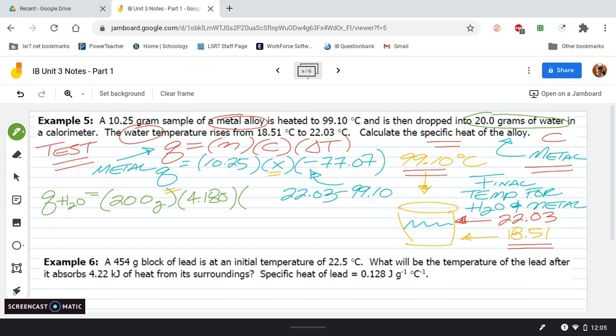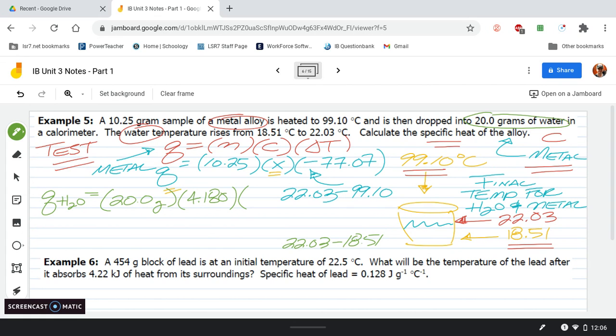And then change in temperature. Okay, same thing. Using these two data points right there. Final minus initial. So we're going to go final 22.03 minus initial 18.51. So let's do that on our calculator. 22.03, because remember, the final temperature is the same for the metal and the water because you dump the metal in, they equalize out, not a big deal.